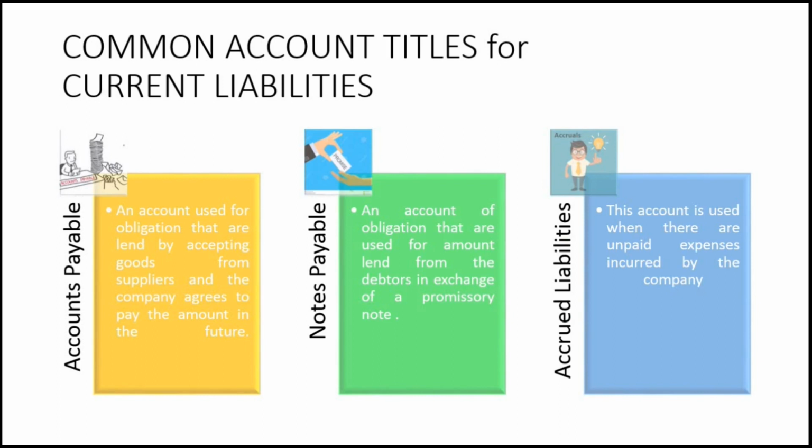Now, let us proceed to the common account titles for current liability. So, unang-una, we have accounts payable. So, account used for obligations incurred by accepting goods from suppliers and the company agrees to pay the amount in the future. So, accounts payable, parang nag-oral promise to pay ka sa iyong mga supplier. So, it's related also to trading. For notes payable, so this is an account of obligation that are used for amount lent from the debtor in exchange of a promissory note. So, yung kaibahan ng accounts payable sa notes payable ay etong notes payable, meron kang formal written agreement in the form of promissory note kung kailan ka magbabayad, kano yung interest, so things like that, naka-include na or naka-indicate na sa notes payable.